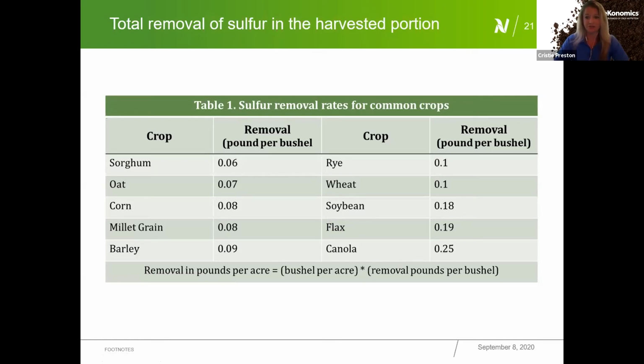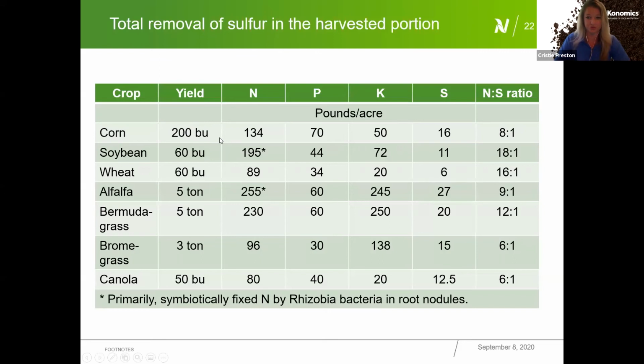So again, there's not a good soil test for sulfur. Actually, a lot of states don't even recommend it, but this is a good way for me to say, I've produced 200 bushel corn and I want to make sure that I'm at least applying what I removed with that 200 bushel corn. That's around 16 pounds of sulfur. A 60 bushel soybean crop is potentially removing 11 pounds of sulfur.